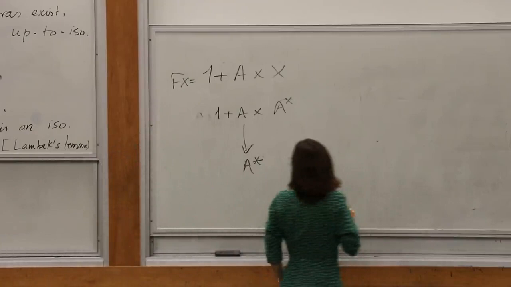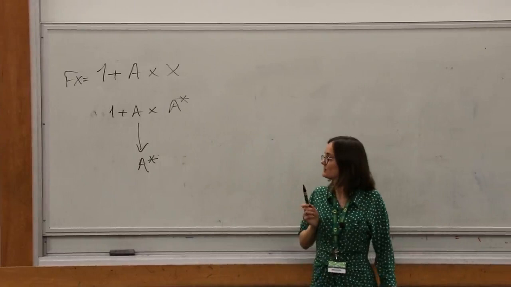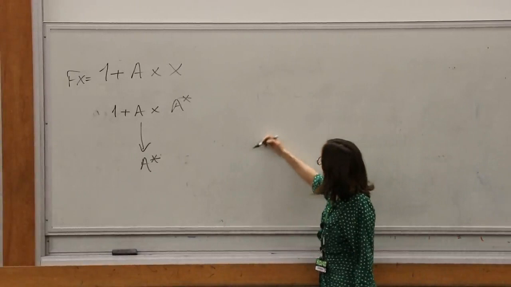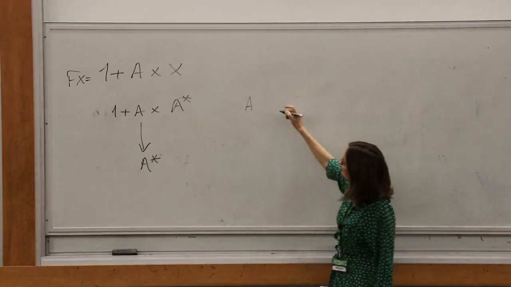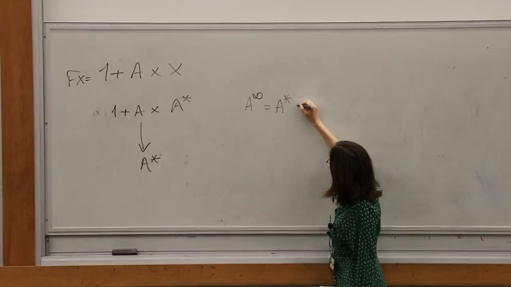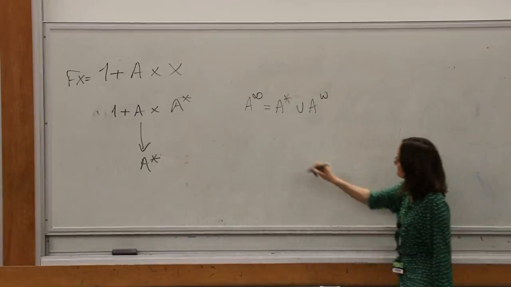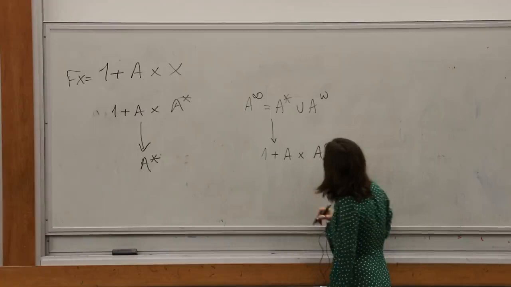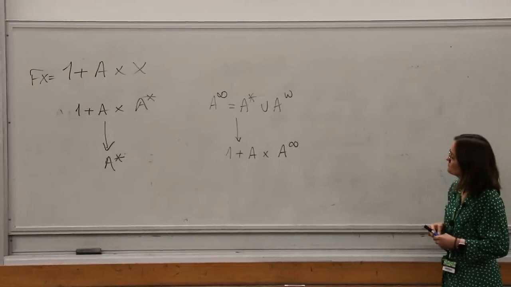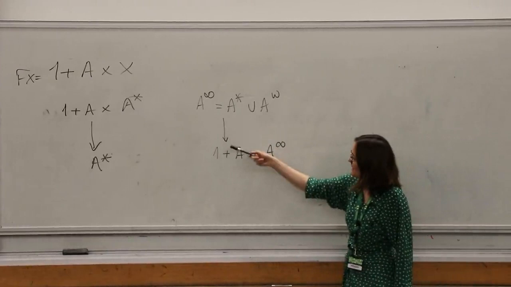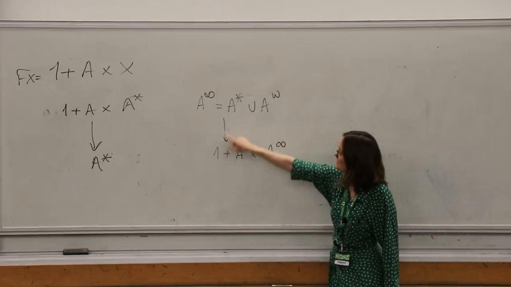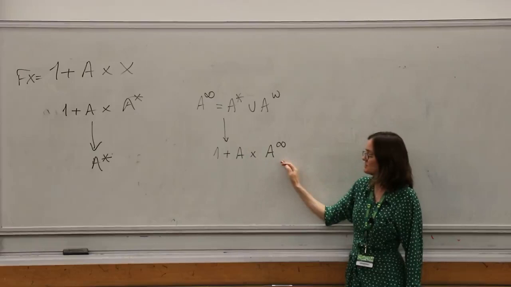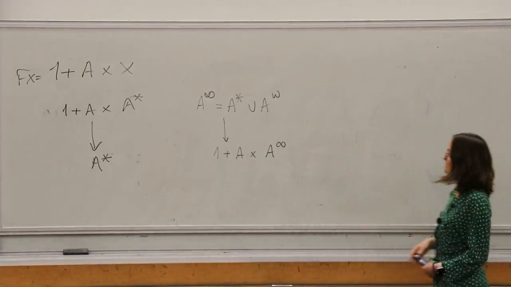I think I also mentioned at some point that that functor has a final coalgebra, and that is given by A infinity, which is the union of all finite words and all infinite words. So this map is just defined by doing choice. If it's the empty word, I send it there. If it's not the empty word, I just split it into the first letter and the rest. And the rest can either be a finite word or an infinite word. Okay?